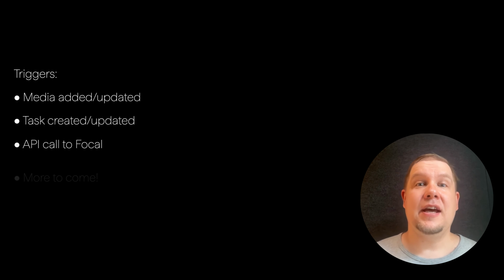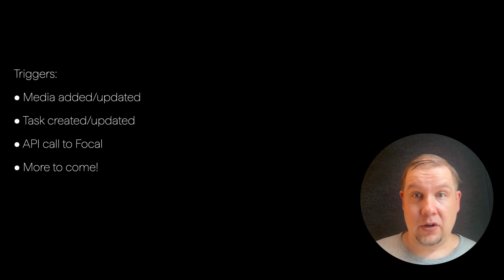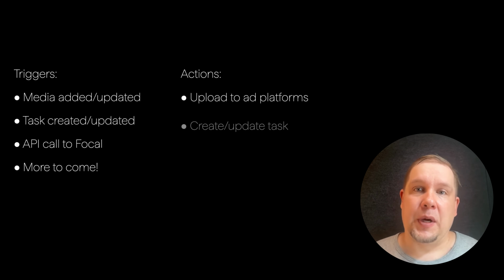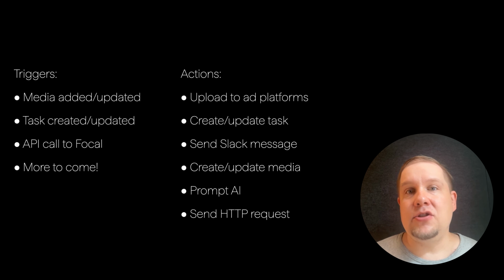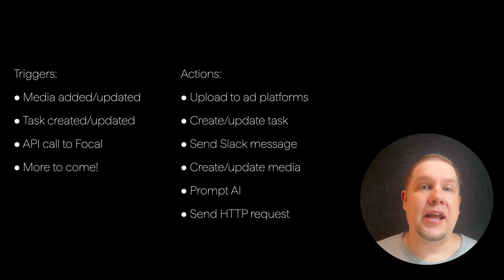And here's how it works. A trigger is the event that starts it. A task status changing, a new file in the library, a tag getting applied, or the API getting called. Actions are what happens in response, so pushing an asset to Meta, TikTok, or YouTube, sending a Slack message, updating a board, or calling an AI model to interact with the data pulled into workflows.